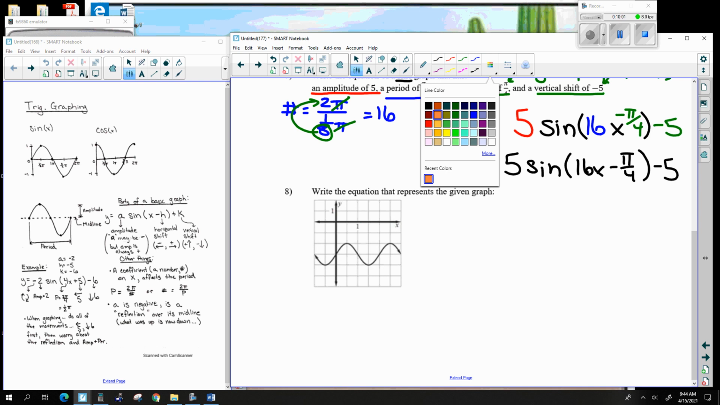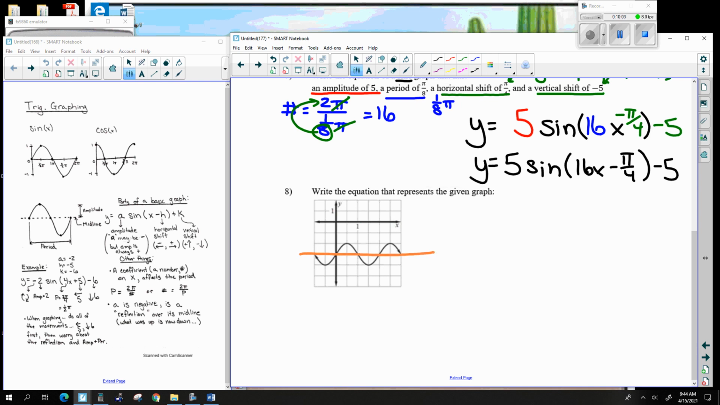Okay, let's get this equation. So this is the midline. So it starts here, it repeats itself there. So what do I notice about this thing? First and foremost, it's a sine graph because it starts in the middle, ends in the middle. Okay, it's not a cosine.